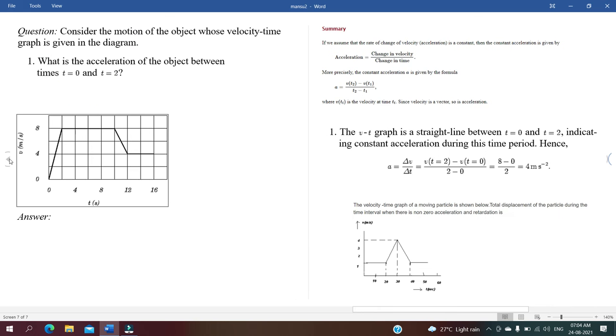So we can say that the displacement of the particle during the time interval when there is non-zero acceleration and retardation is equal to 50 meter.